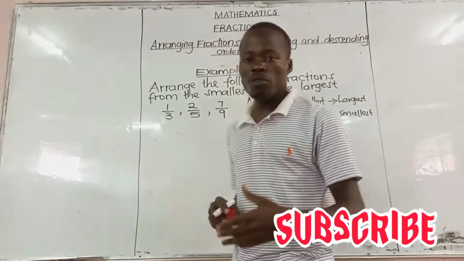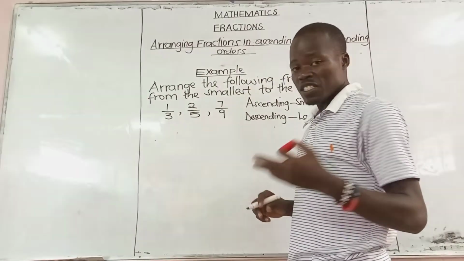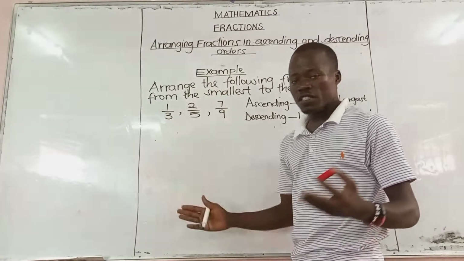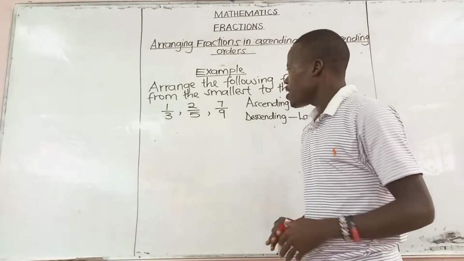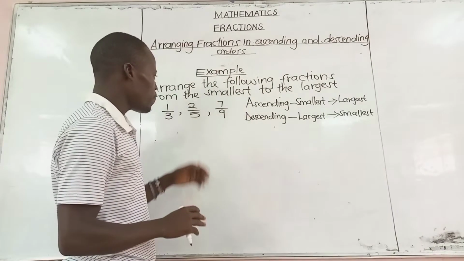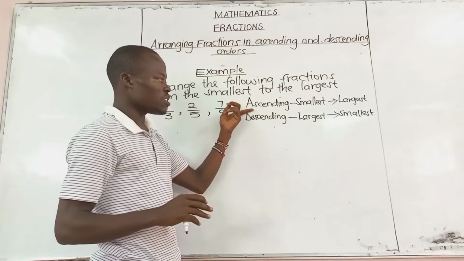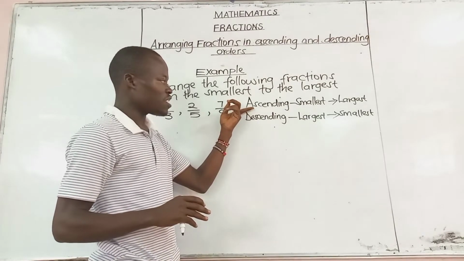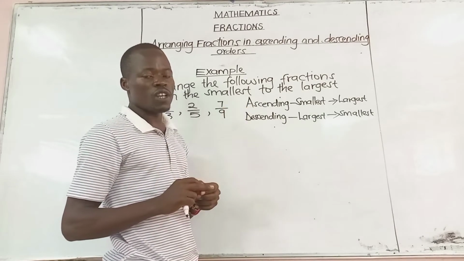So I have an example to guide us on how to work out arranging in ascending order. The question is, arrange the following fractions from the smallest to the largest. The fractions given here are a third, 2/5, and 7/9. In this case, they want us to arrange in ascending order. And remember, ascending order means we arrange from the smallest fraction going to the largest fraction.